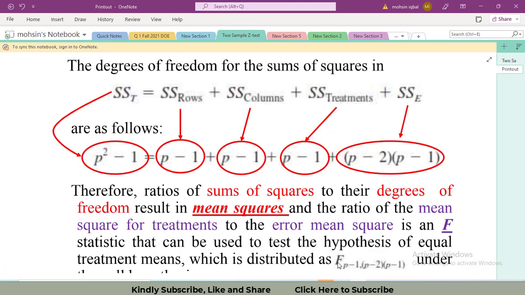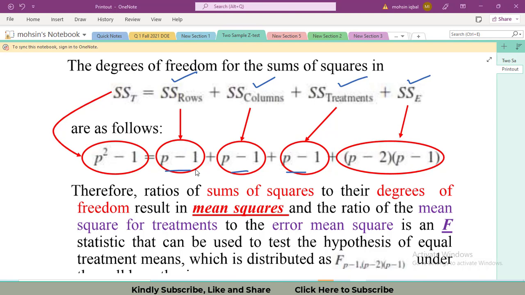The sum of square total in this case is equal to the sum of square of the rows, nuisance factor number 1, sum of square of the columns, nuisance factor number 2, sum of square of the treatment that have been represented by the alphabets, and then sum of square of the error. Associated with them are the degrees of freedom. You can see that p minus 1 is the same degree of freedom for rows, columns, and treatment. It is because we have equal number of rows, columns, and treatments. This is the condition of the Latin square design, that the number of columns and number of treatments should be the same, so the degrees of freedom are also equal to each other.